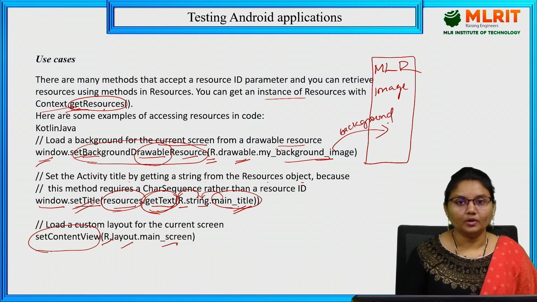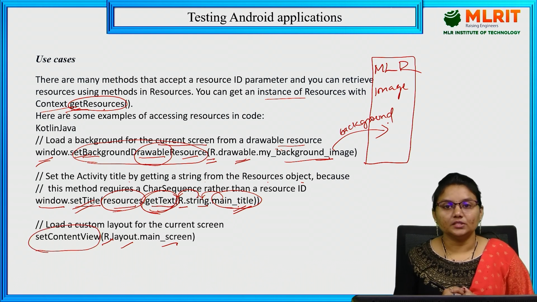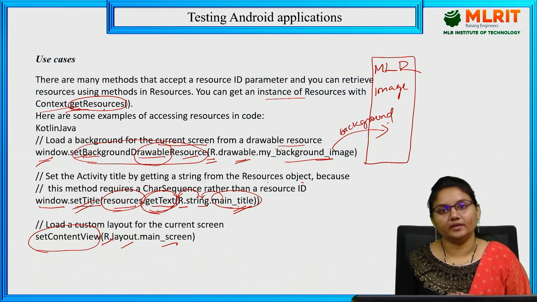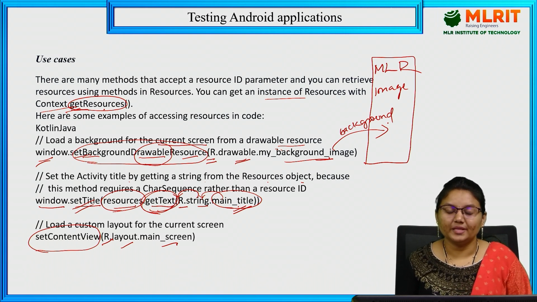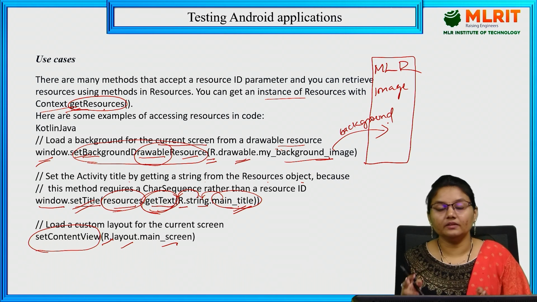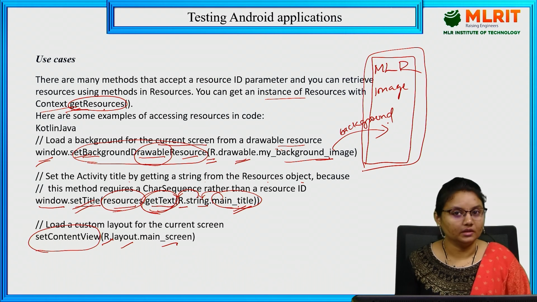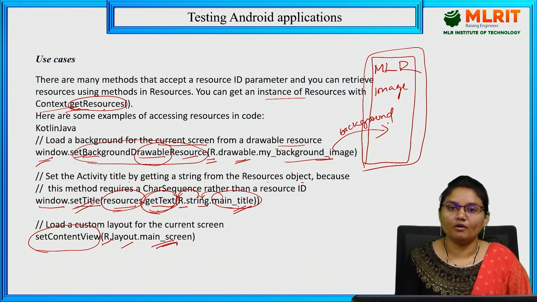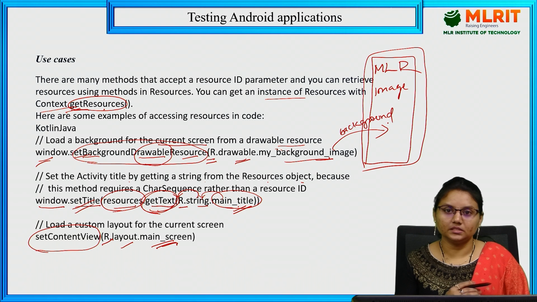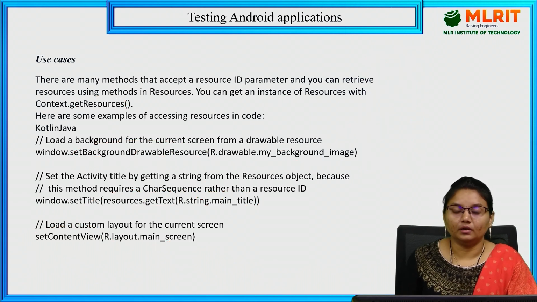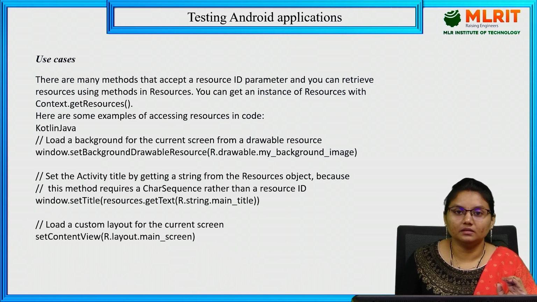setContentView. In every program, once your Java class is defined, inside that we will have setContentView. That setContentView is a method to set the activity that needs to be displayed once your app is loaded. The main screen should be loaded. The main screen is the name of the activity that you have defined. It's user defined. So these are the use cases of extracting resources, either drawable, layout, map, strings, anything.